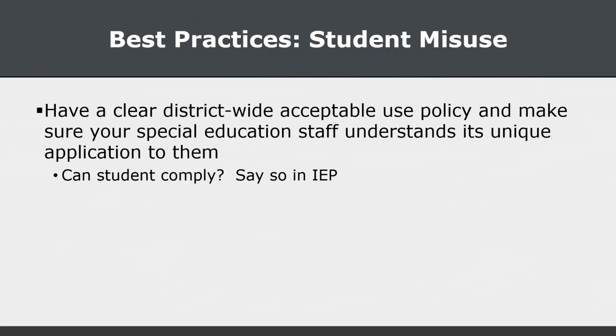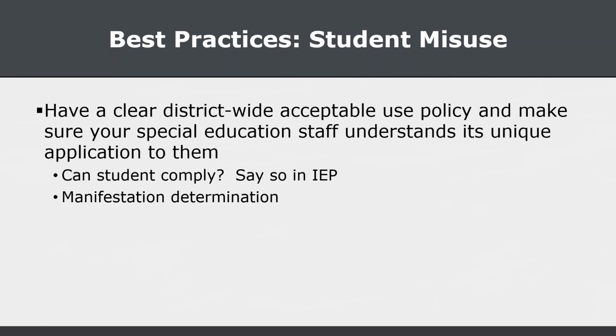If the student can comply with the acceptable use policy, I think you should say so in the IEP, so that when we get to manifestation, we're not fighting about whether or not the kid was actually able to follow the rules. If you're going to take a student's technology away as a punishment, remember that could be a change in placement that might require a manifestation determination.